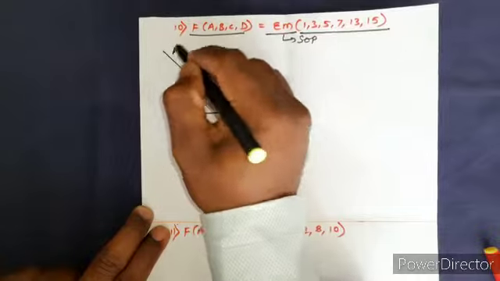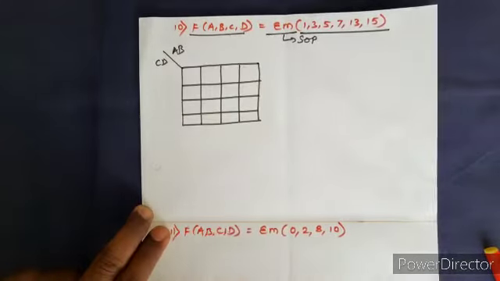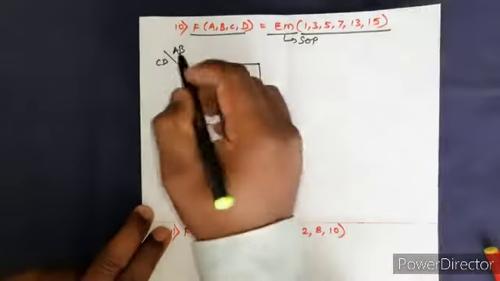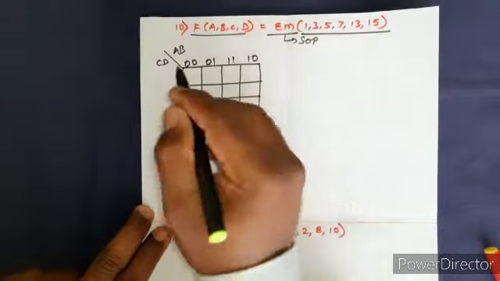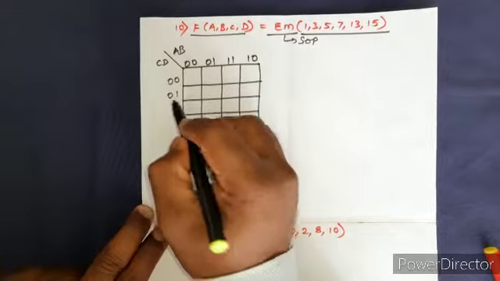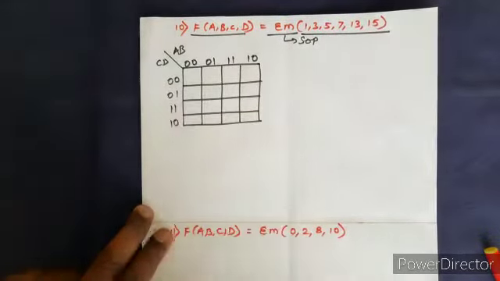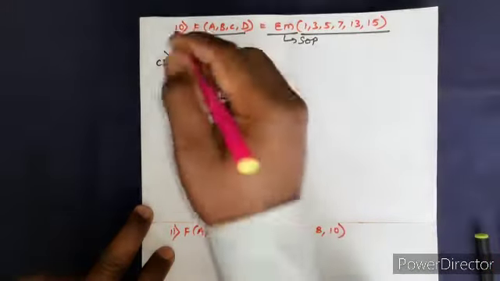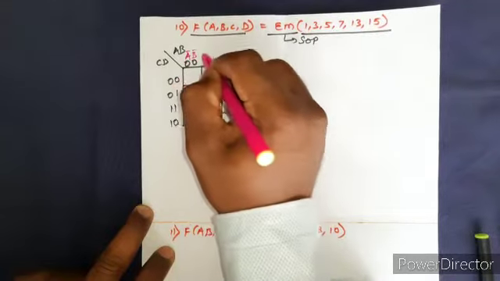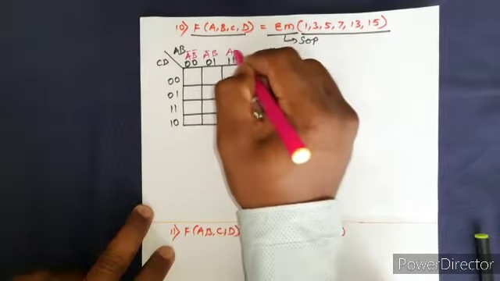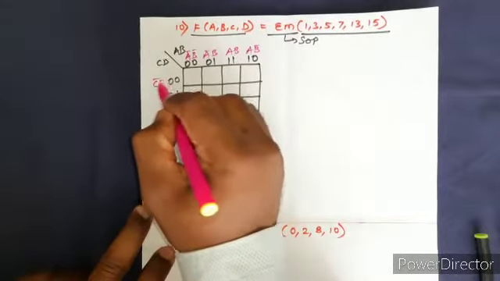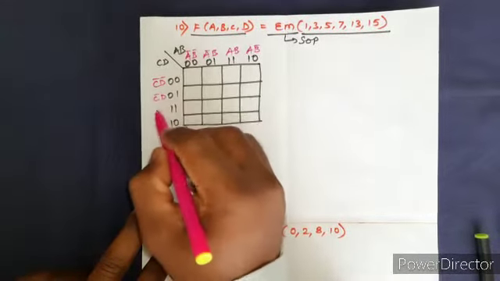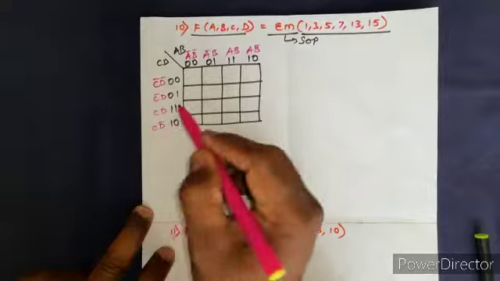So this is A B C D. Okay, so this is 0 0 0 1 1 1 1 0 0 0 0 1 1 1 1 0. Okay, so this becomes A bar B bar, A bar B, A B and A B bar. This is C bar D bar, C bar D, this is C D, this is C D bar.